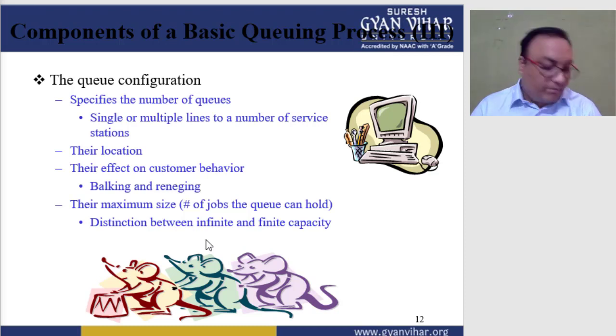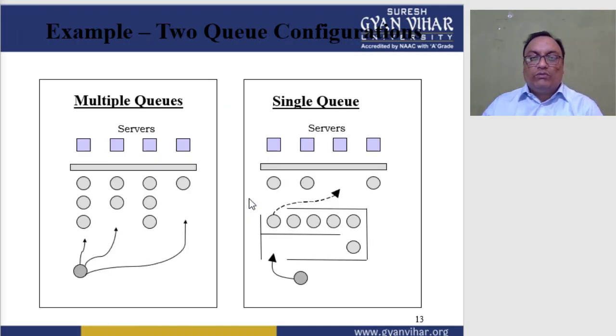So for this case, single or multiple lines, the number of service stations, and their location, and their effect on the customer's behavior. All of these follow the rules, they obey all the rules. This is given by the consumer, right? So their maximum size means how many persons will come into your workshop. This depends on the queues, on the persons only. So the distribution between infinite and finite capacity is fixed. And an example of two queue configurations.